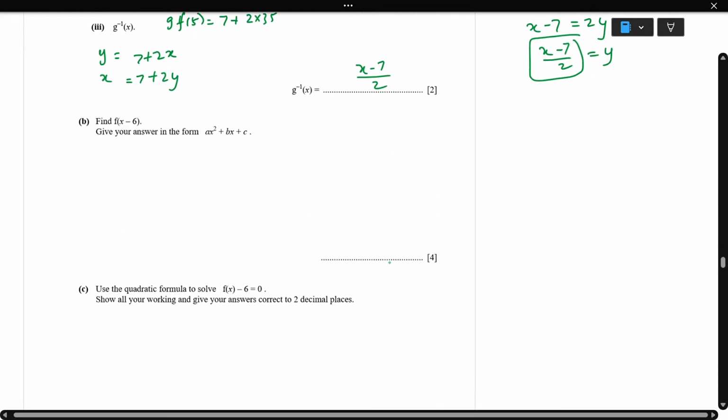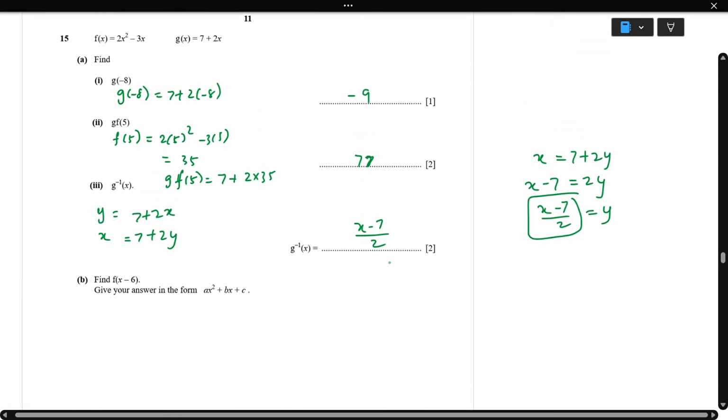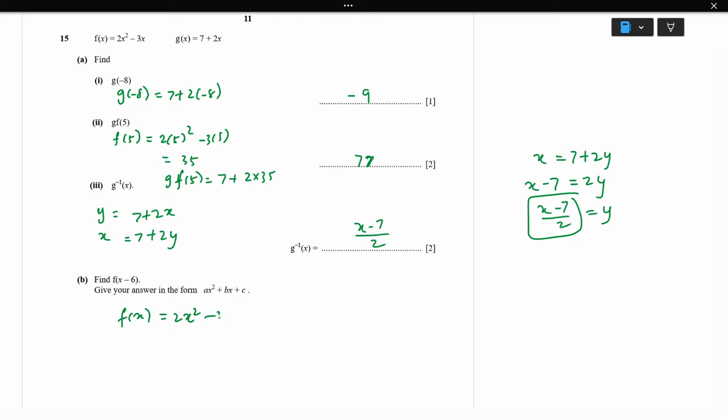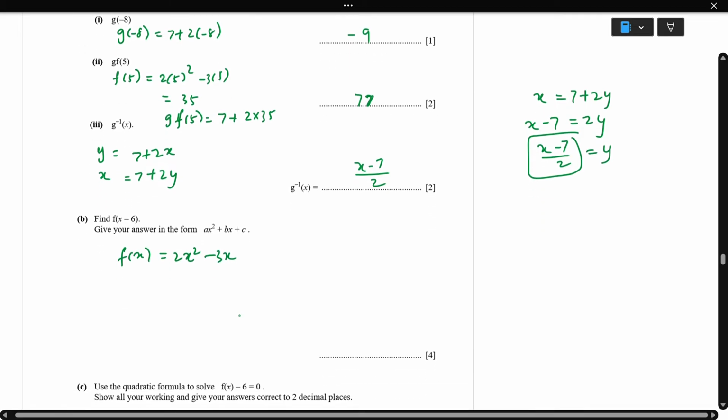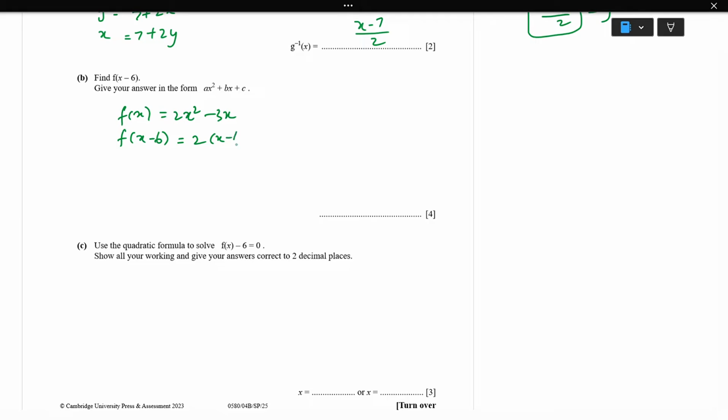The next question is going to be: find f of x minus 6. So f of x equals 2x square minus 3x. Now find f of x minus 6. So f of x minus 6 equals 2 into (x minus 6) whole square minus 3x.